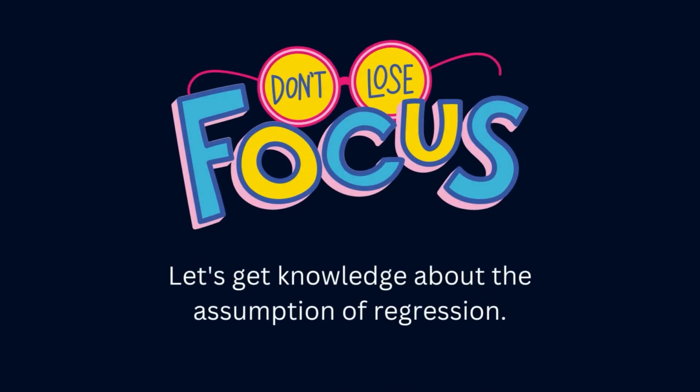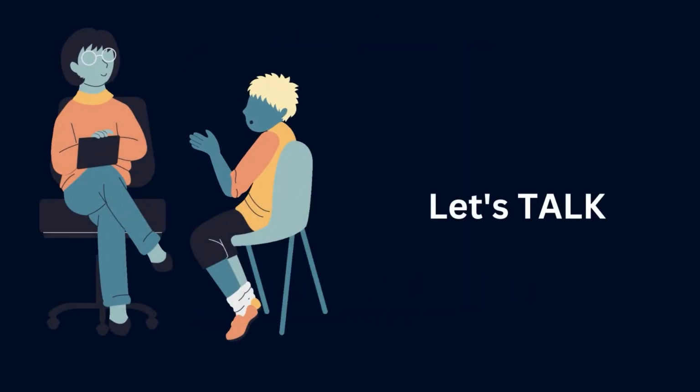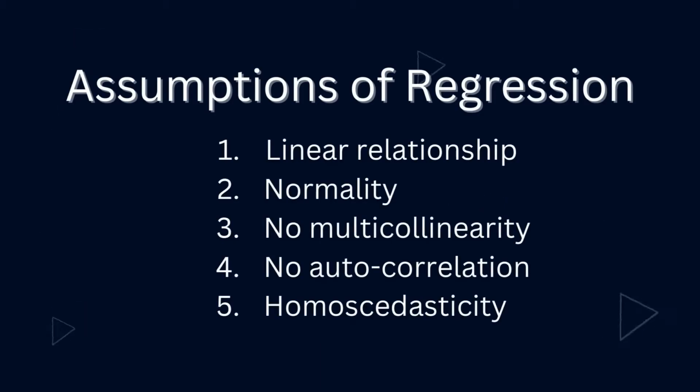Most people have theoretical knowledge about regression. However, 75% of this population is unaware of the regression assumptions. Let's talk about the assumptions of regression. There are 5 assumptions that you need to check before doing regression analysis. They are linear relationship, normality, no multicollinearity, no autocorrelation, and finally homoscedasticity. Let's talk about them one by one simply.